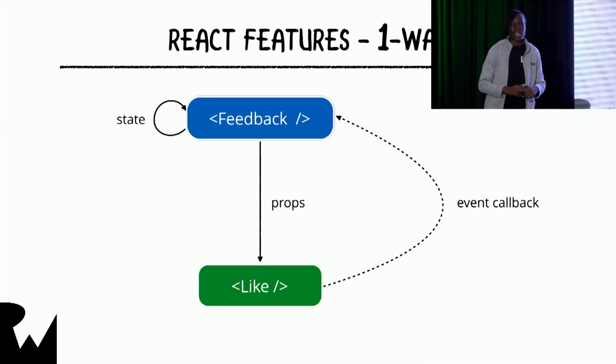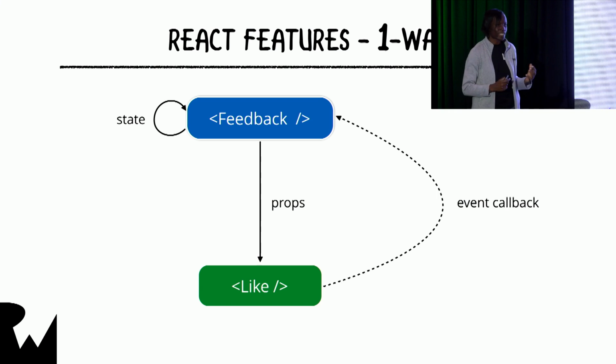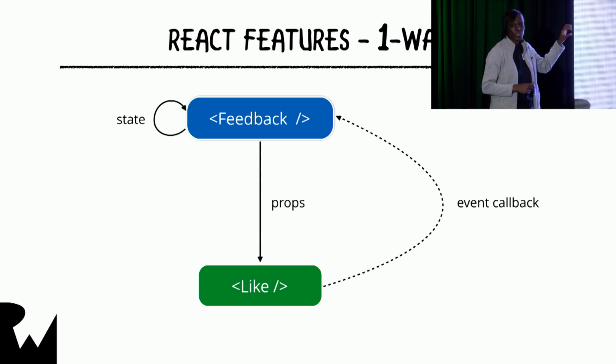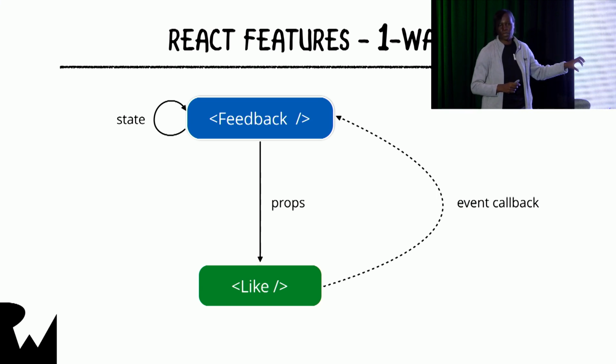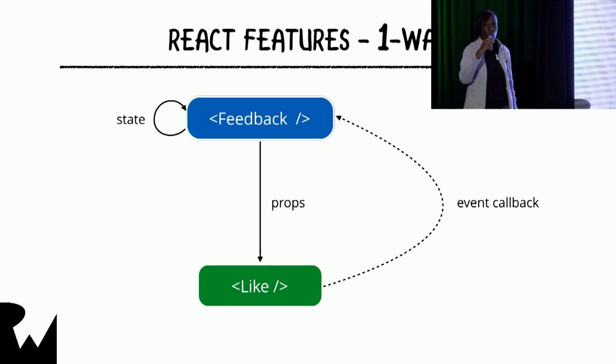Another key piece with React is a one-way data flow. So in the example you saw before, you could have a feedback component that's passing in props to a like. And when somebody clicks on a like, there's an event callback that can go back to the parent component, which will change its state, which passes the data back to the child component. And this one-way data flow makes it really easy to reason about when you're debugging things or looking to see what changed where.